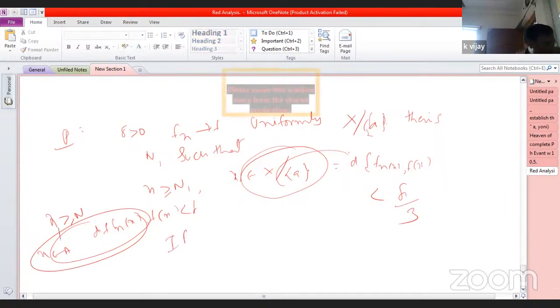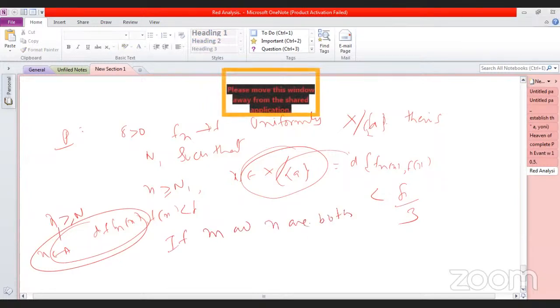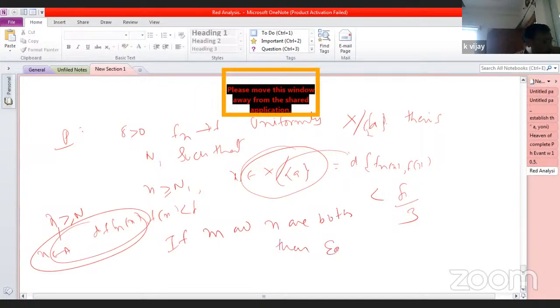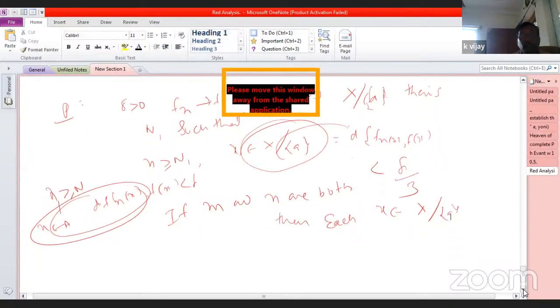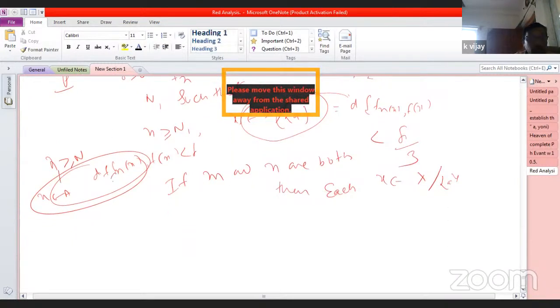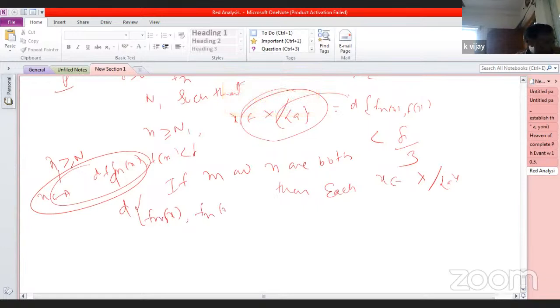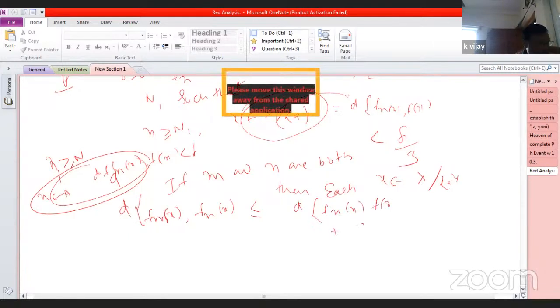And if I am writing here m and n, then for each x belongs to x minus a, I am writing here. See here, d of f of n of x, f of m of x is less than or equal to d of f of m of x and f of x plus d of f of x, f of n of x.